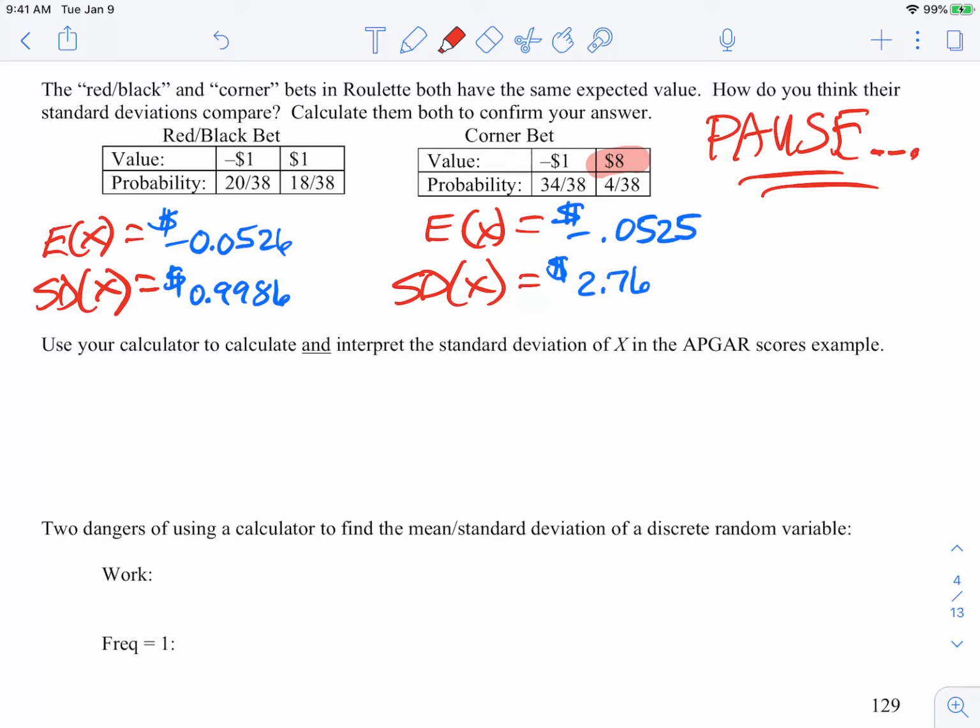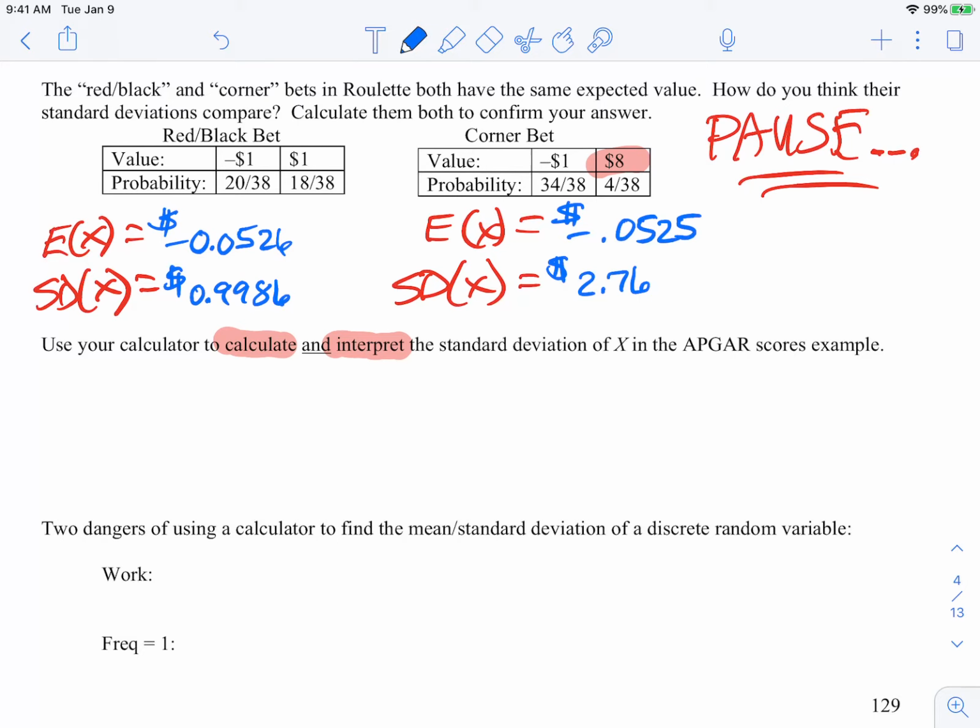So the other example that you can do, I would ask you to go back and calculate both the mean. Let's see, it says calculate and interpret. So you're just going to calculate the standard deviation and interpret it, not the mean. And so when you go back to the problem in the previous page about the APGAR scores, it's a longer table.